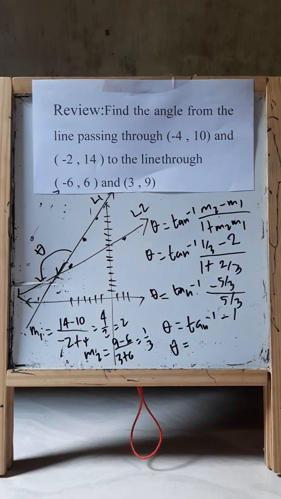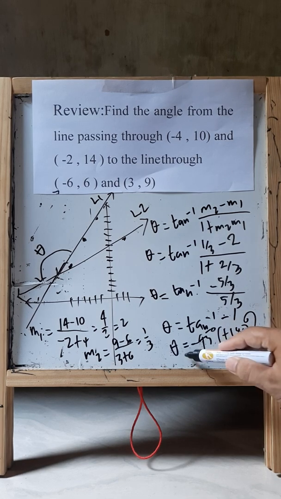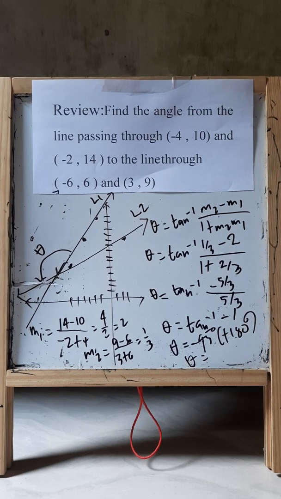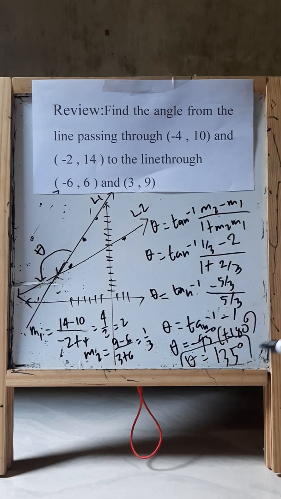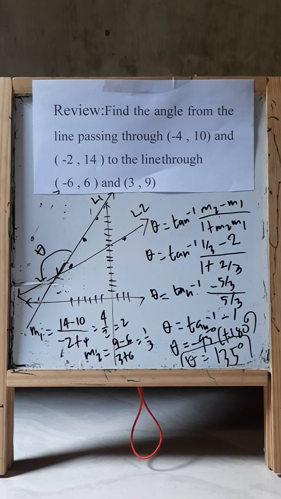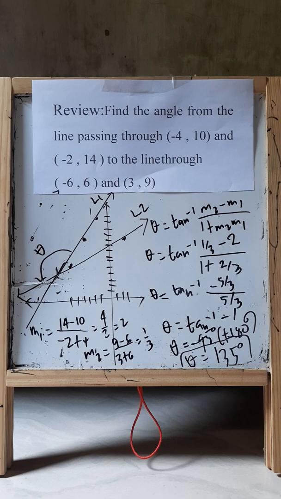Then using your calculator, press shift tan of negative 1. That is negative 45 degrees. If it's negative, you will add 180 degrees. Negative 45 plus 180 is 135 degrees. Therefore, the angle formed from line 1 to line 2 is 135 degrees. So that's just a review. Let us now learn how to solve more problems involving the angle between two lines.